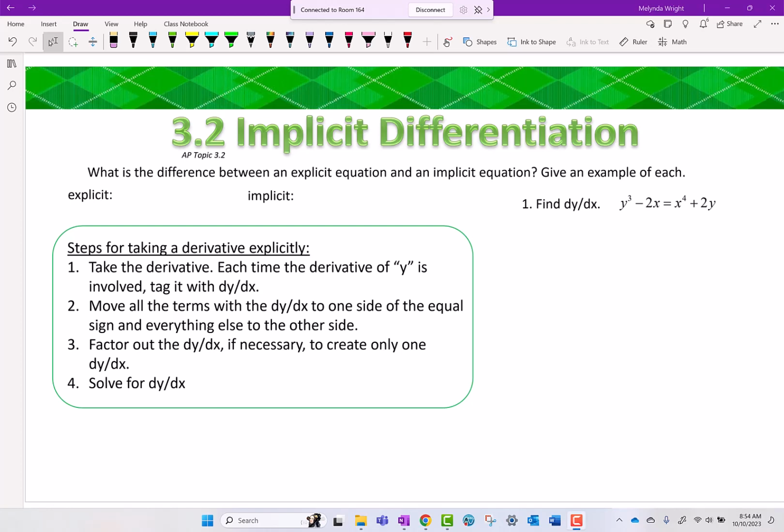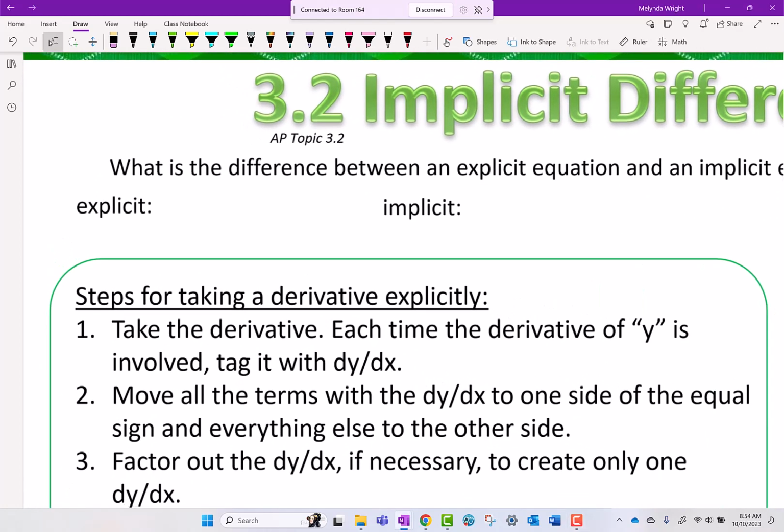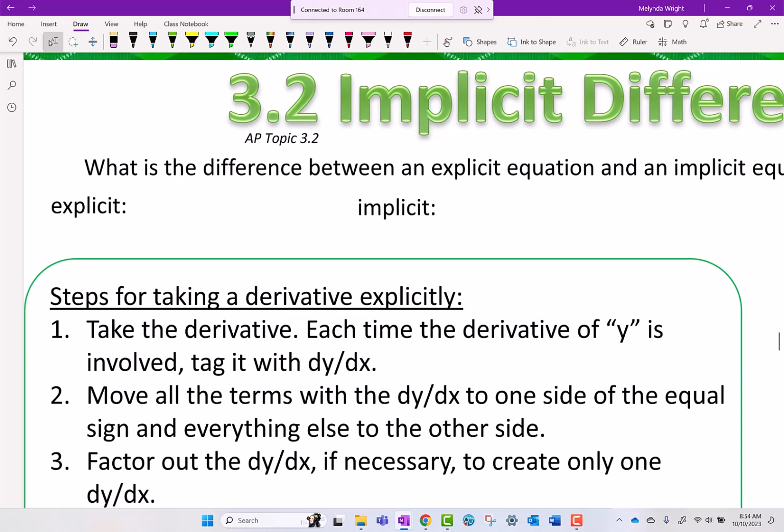Let's take a look at our lesson for today. So today we're going to look at something called implicit differentiation. Before I start with the process, I want to talk about the difference between an explicit and an implicit equation. An explicit equation is one that is solved for a variable.